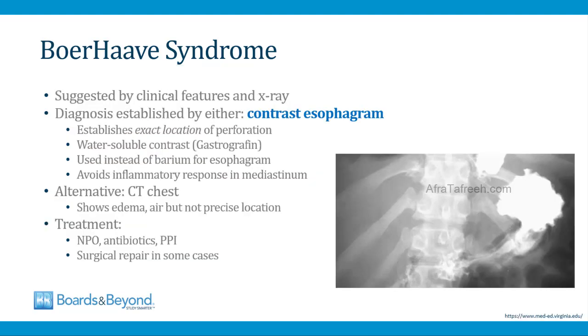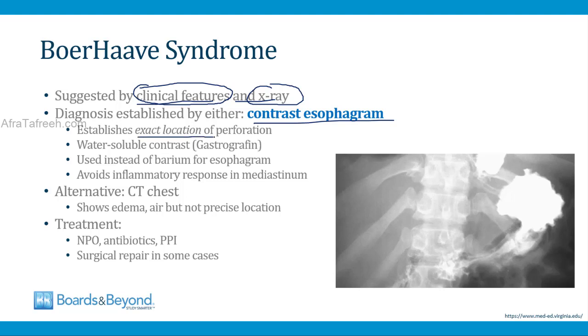Boerhaave syndrome is suggested by clinical features and X-ray. So the clinical features are a patient who has a history of severe chronic vomiting and retching, and the X-ray can show pneumomediastinum. To establish the diagnosis, the test you want to order is called a contrast esophagram. This is similar to the barium esophagram we talked about earlier, but you don't use barium, you use a different contrast agent. And the reason this test is done is because you can see the contrast leaving the esophagus, and that will show you the exact location of the perforation.